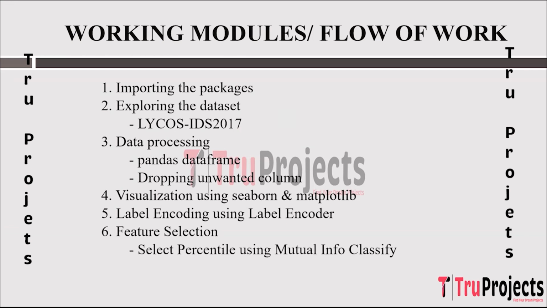Feature selection: select percentile using mutual info classify. Select percentile is a method for feature selection that chooses the top features based on a specified scoring function. In this case, it's utilizing mutual information classification, mutual_info_classif, to assess the relevance of features concerning the target variable. Splitting the data into X and Y for machine learning. This step involves splitting the dataset into features X and target variable Y for machine learning purposes. X contains the independent variables used for prediction, while Y represents the dependent variable being predicted or classified.